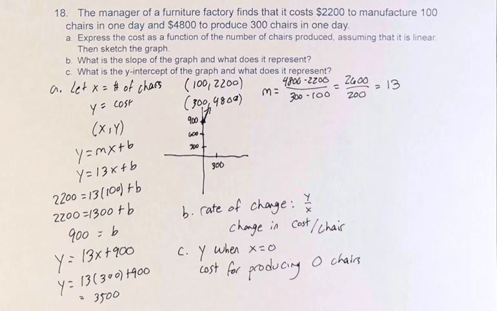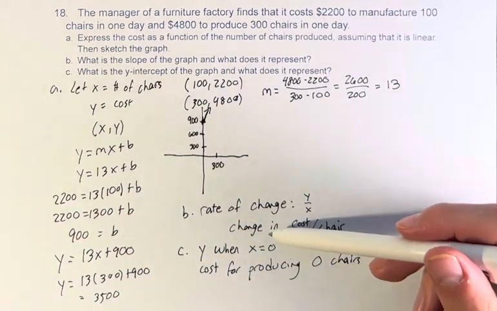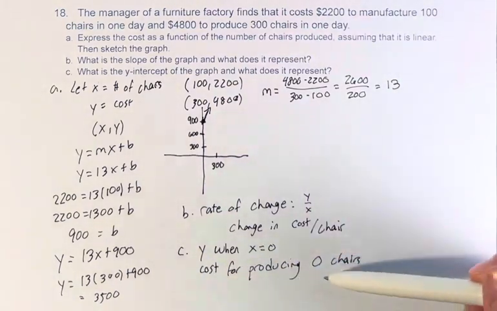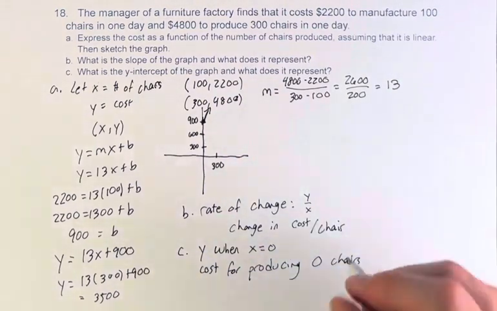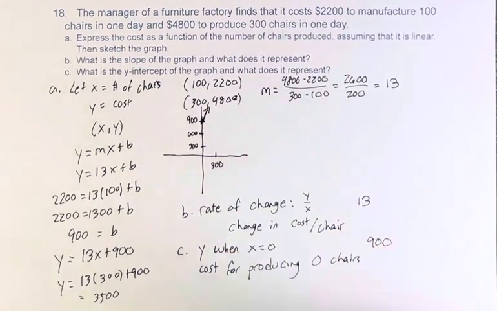So this is our function. This is the slope and what it represents. And this is the cost for producing 0 chairs, the y-intercept. I'll actually write $13 and $900 since I think it's asking for it, the actual values of these for B and C.